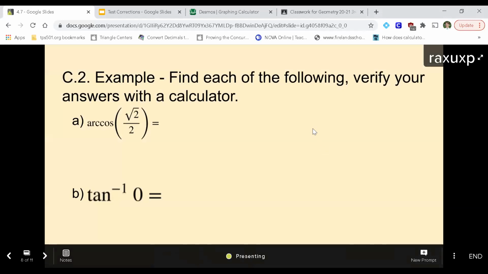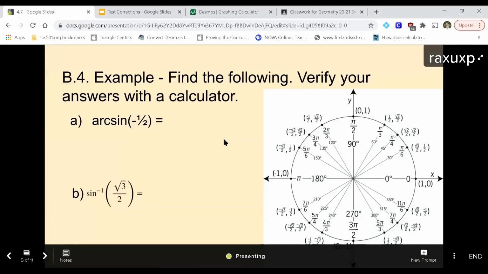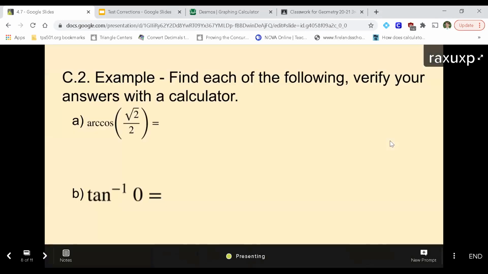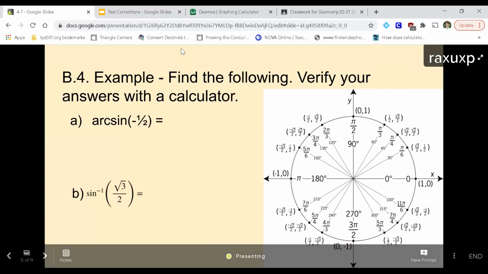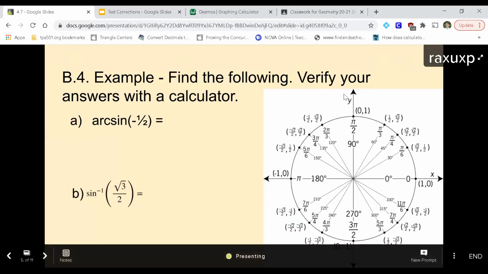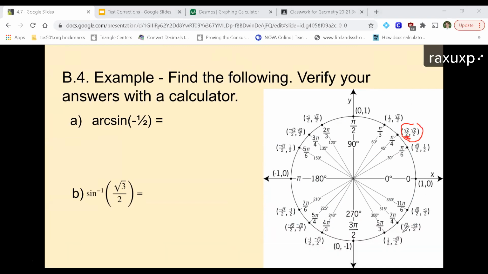So for example, if we want to find the arc cosine of the square root of 2 over 2. Again, we'll pull up the unit circle. Cosine takes an angle and gives you the x value. So we need to look where on the unit circle do we have an x value of square root of 2 over 2. And that happens at two spots, here and here.